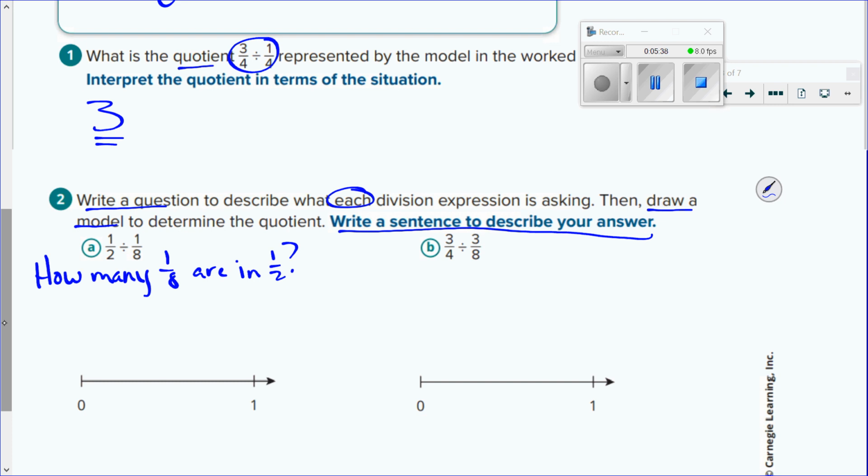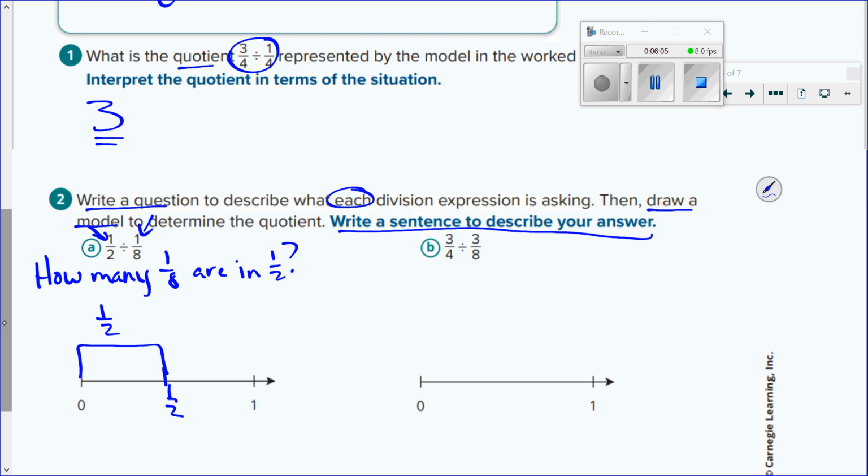So, having written the problem, I now know my dividend is 1/2. So between 0 and 1, where am I going to find 1/2? In the middle. So 1/2, this is my dividend. This is what I'm trying to figure out. How many of the 1/8 are in that section? How am I dividing it into 8ths?